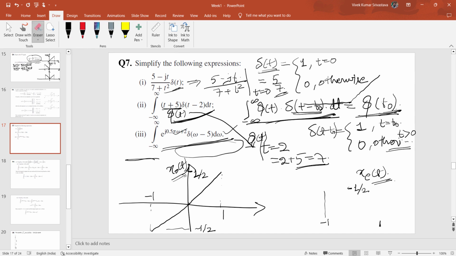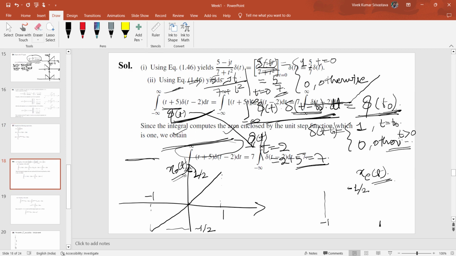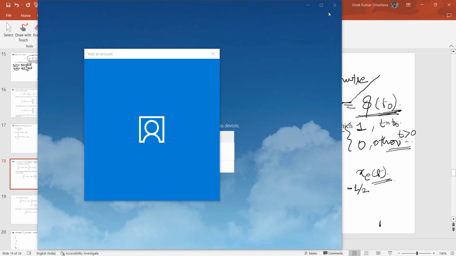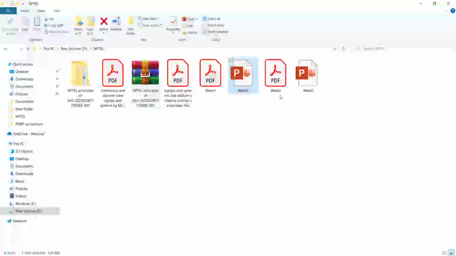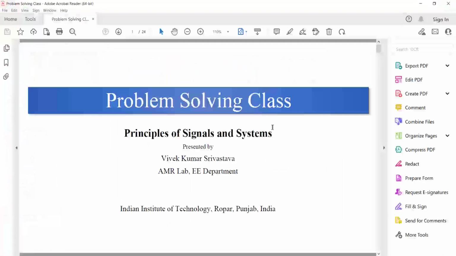Yeah. Oh, I don't know why this eraser is not working. Yeah, so I think let me open this PDF file. I think it will be clear to you.